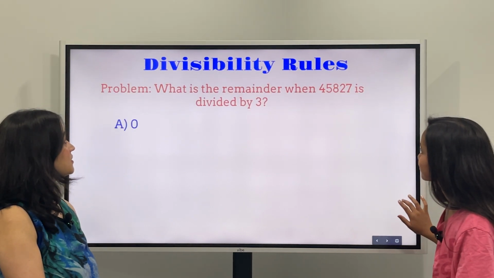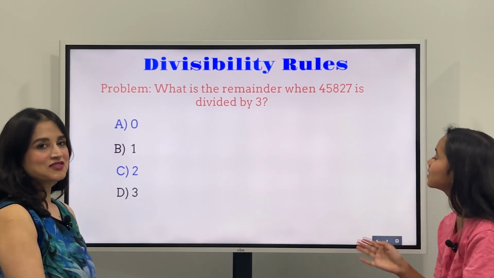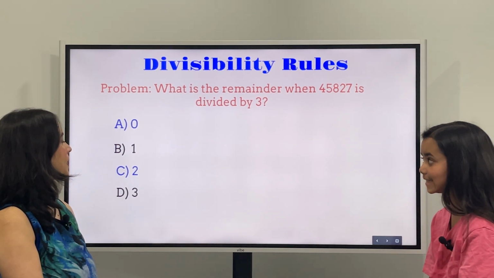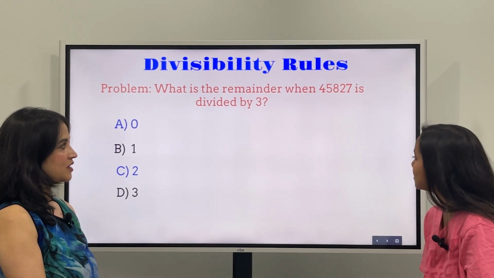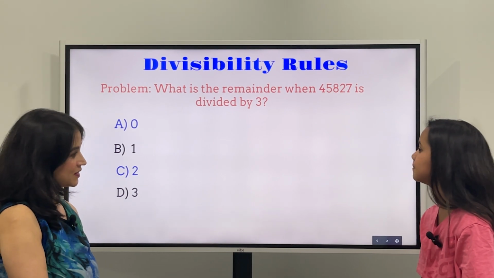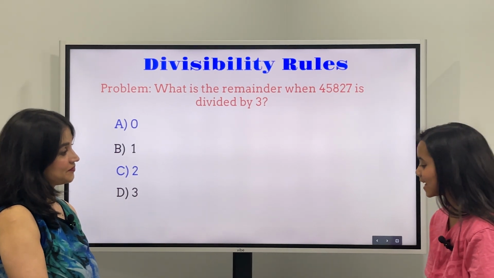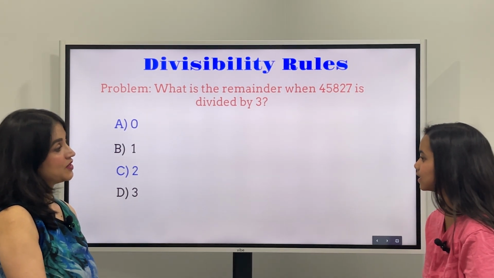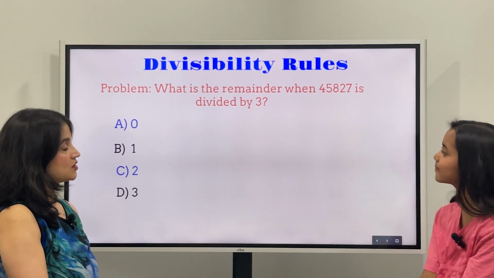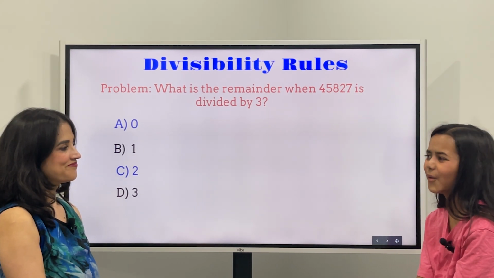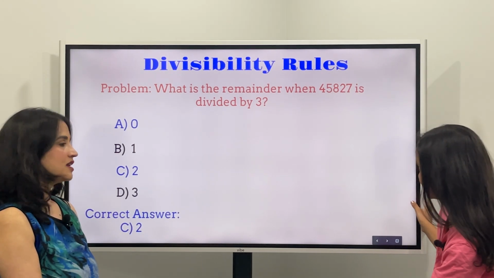Next problem. What is the remainder when 45827 is divided by 3? First you add it. So 8 plus 2 is 10. Plus 5 is 15. Plus 4 is 19. 19 plus 7 is 26. So 26 divided by 3, the remainder is 2. So letter C is the right answer.